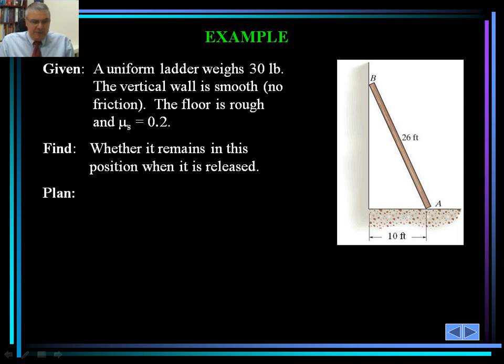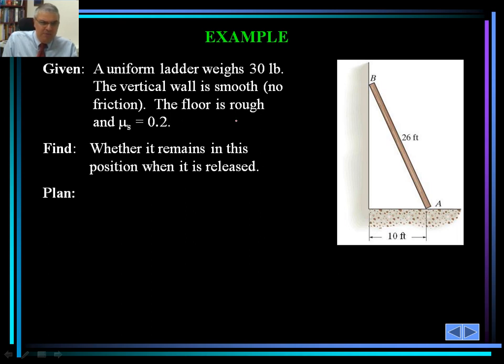You've probably seen those ladders that have legs, and at the bottom of the legs there are those paddings. Those paddings are designed according to similar principles, to make sure that the ladder won't slip as forces are applied to it at different angles and from different directions. So the floor is rough, and μs is 0.2.